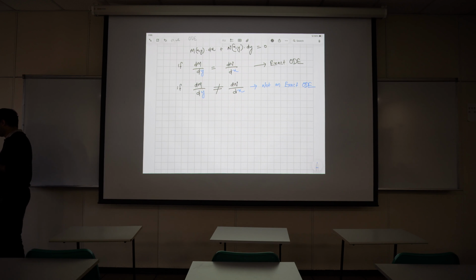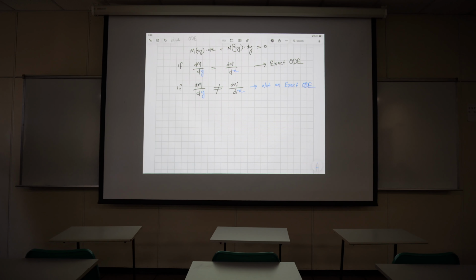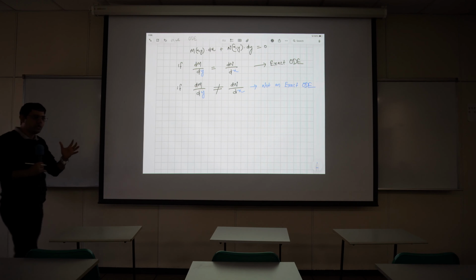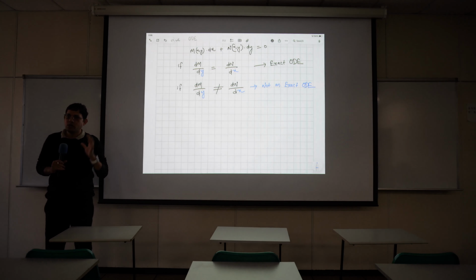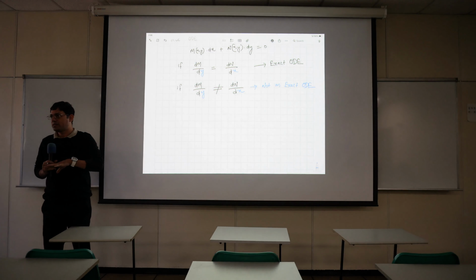So the solution method is the same. We have to apply the same method we used for the exact ODE. But first, our job is to convert this non-exact ODE to an exact ODE.